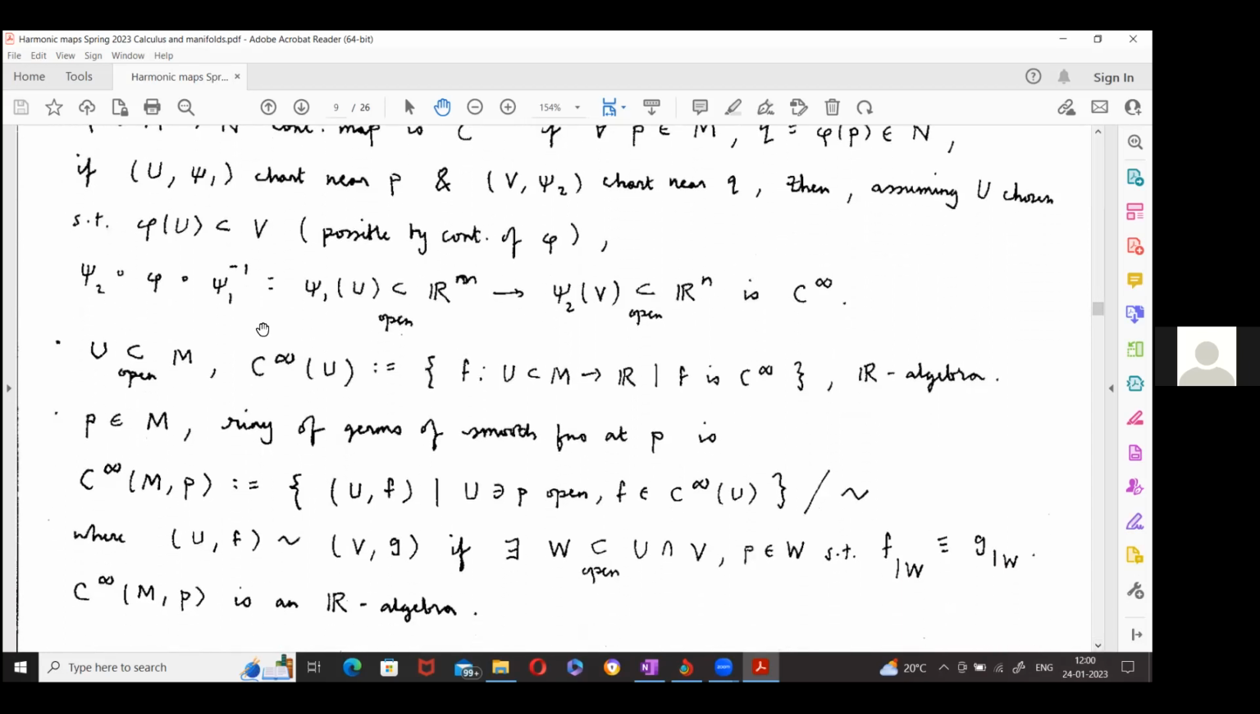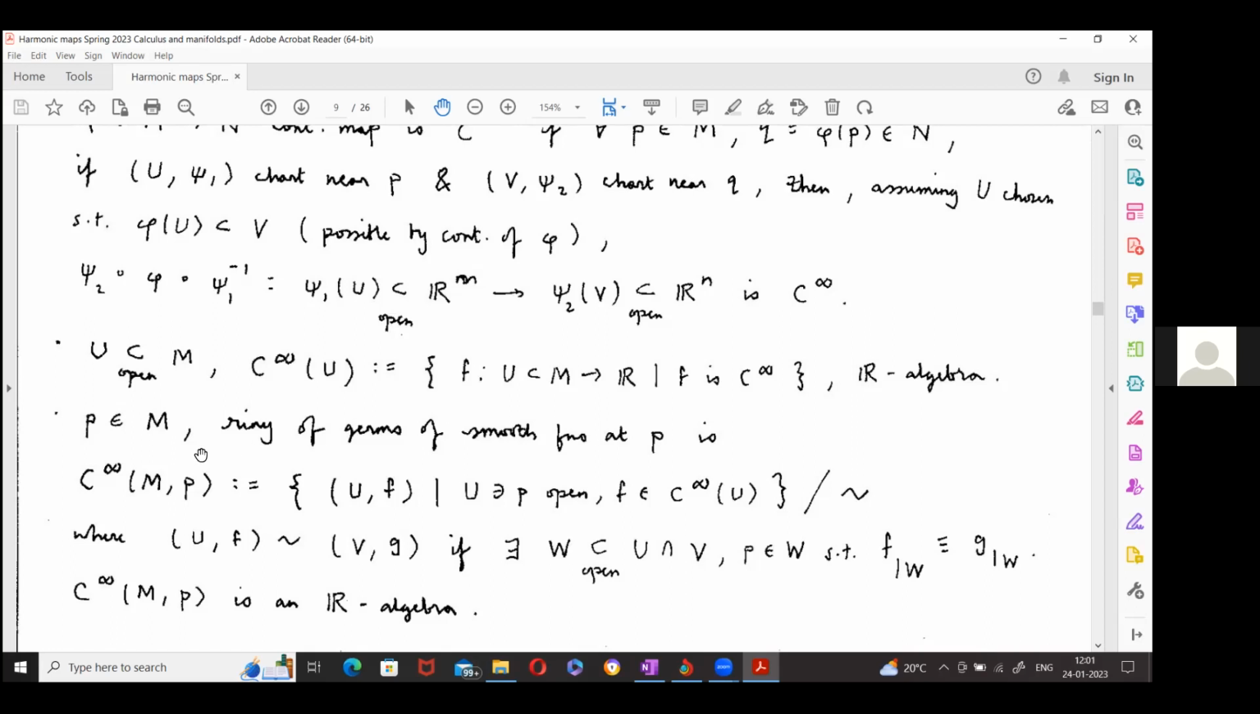And then we can also talk about, for any open set U in M, the ring C infinity of U, which is the ring of smooth functions on U. The sum and product of smooth functions is smooth. And in fact, this is what's called an R algebra, because you have a scalar multiplication also, which commutes with the ring multiplication. So this is a vector space over R with a bilinear product which commutes with scalar multiplication. So this is in fact an R algebra, the algebra of smooth functions.